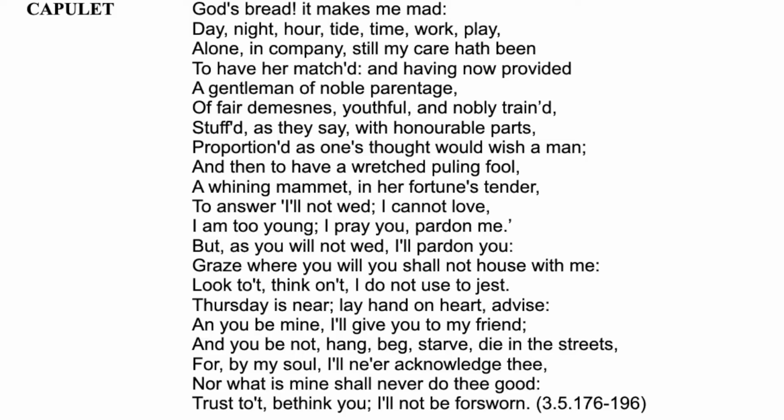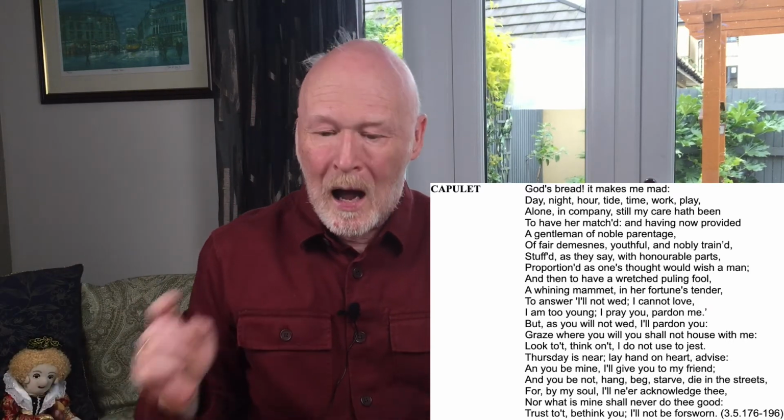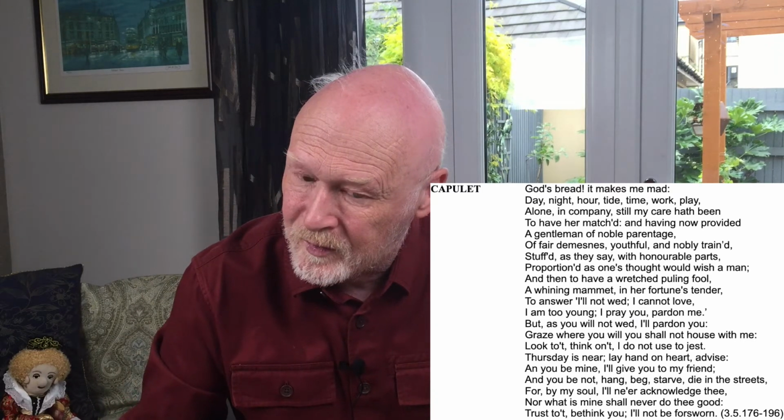It says, still my care hath been to have her matched. Still in this period means always. Right? He's saying, I've been trying all the time to make sure she, my daughter Juliet, makes a good marriage alliance. And he's provided a gentleman of noble parentage, of fair demesnes, youthful and nobly trained. He's basically saying, I've arranged a marriage for her and she's not up for it. That's not acceptable. I'm her dad, she does what I want. Remember, in this period, technically, she's owned by her father. Women are property, and that matters for aristocratic women, and it matters for heiresses.